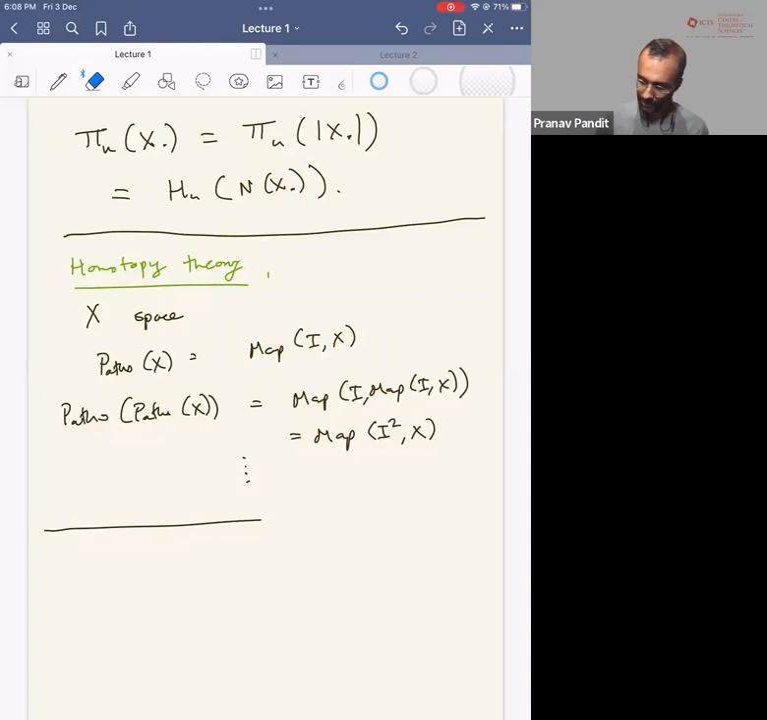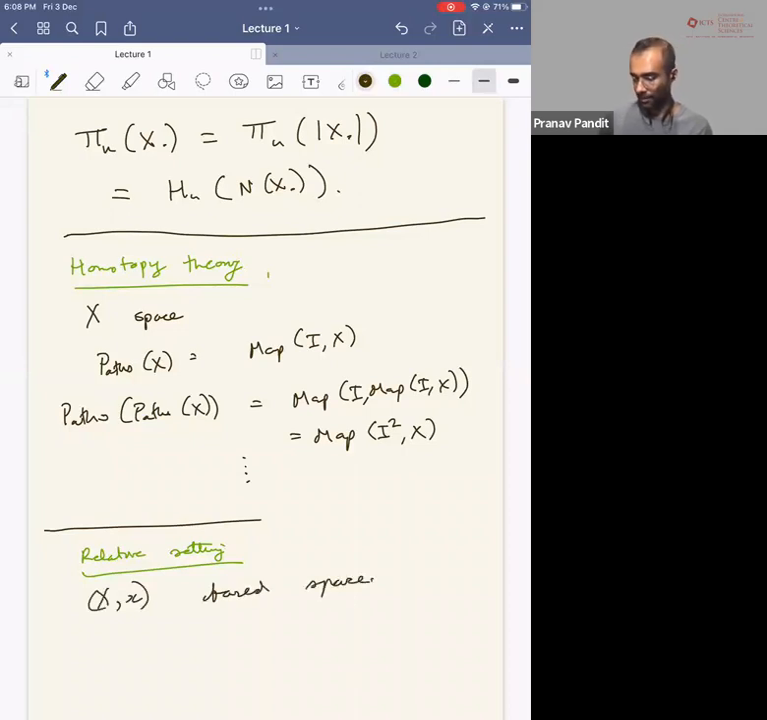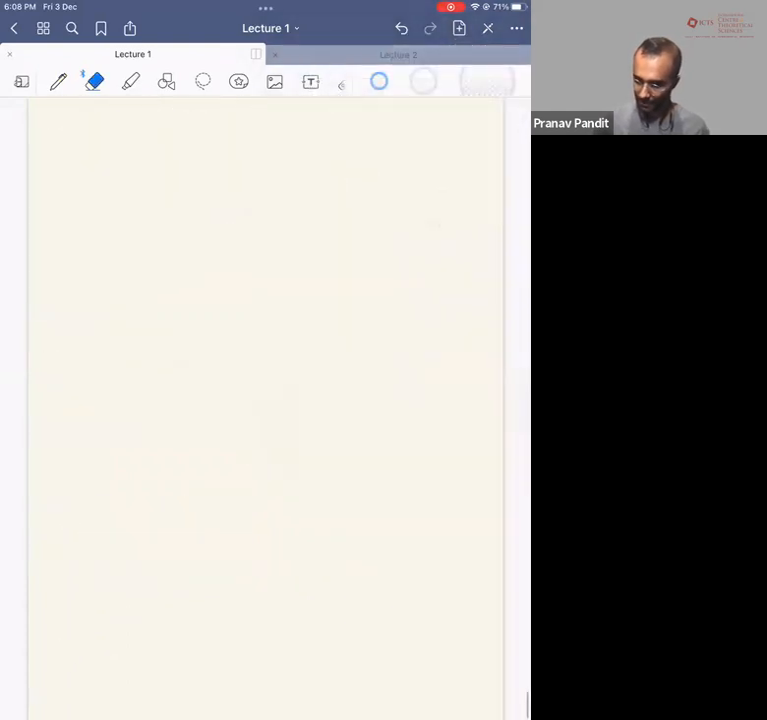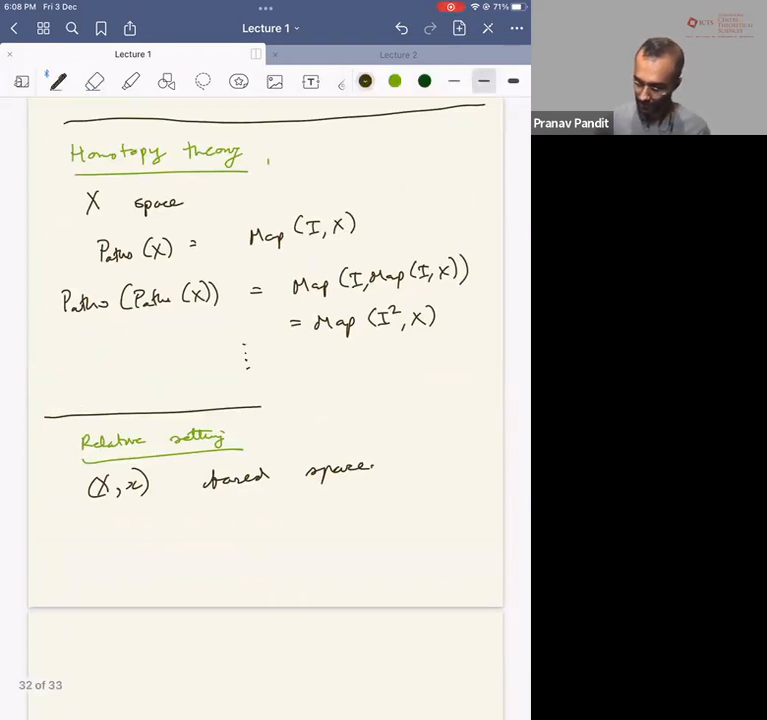Okay, so let's look at the relative setting. You have (X, x), a based space. And then you look at based paths. You start with maps from I relative to its boundary into (X, x). So the rule is that you only look at maps that take the boundary into this point. Let's call this relative paths.